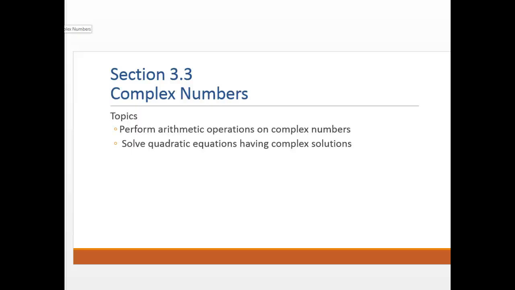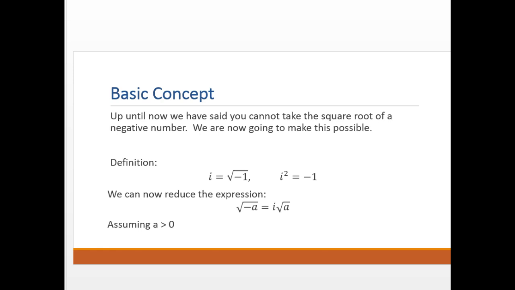We're looking at section 3.3, complex numbers. These are the topics we're going to cover in this lecture. Up until now, we said you cannot take the square root of a negative number. We're now going to make this possible through notation.